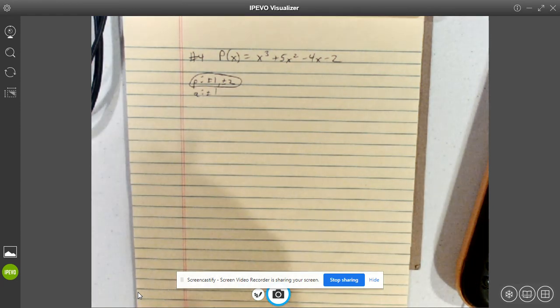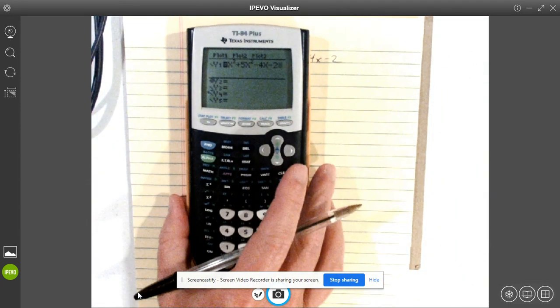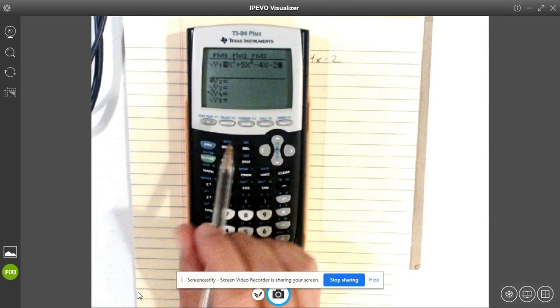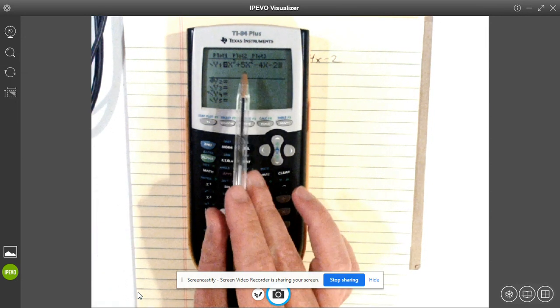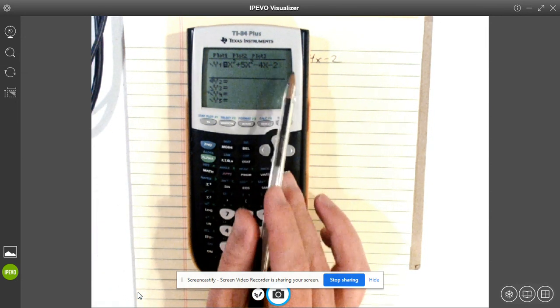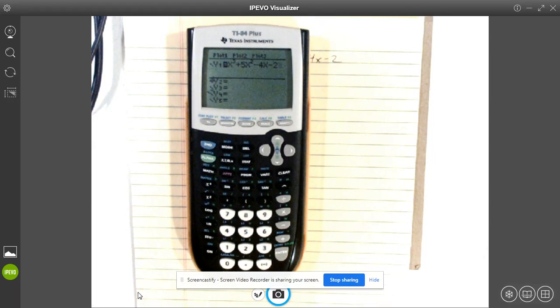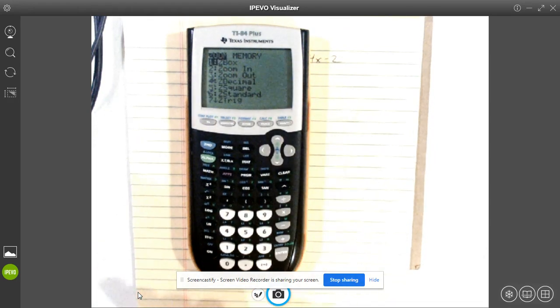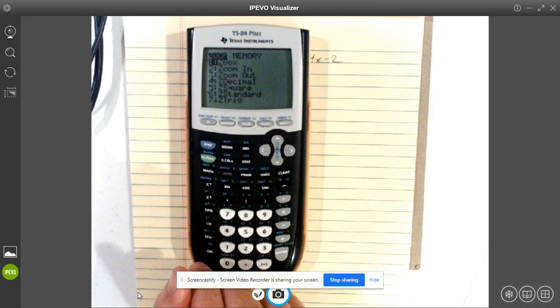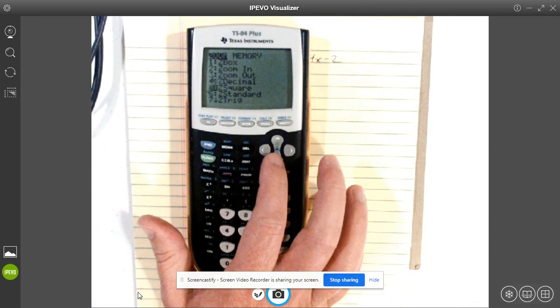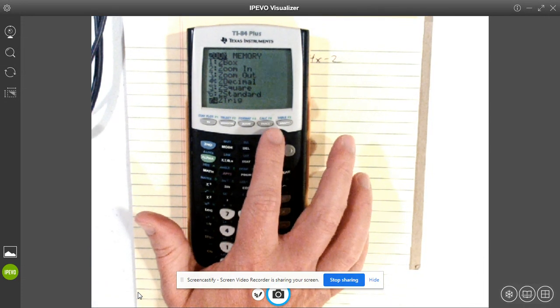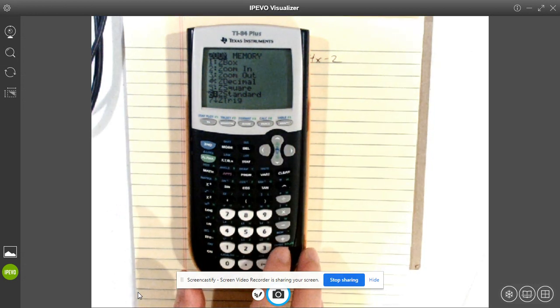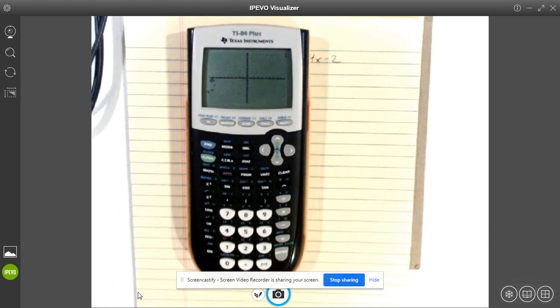So now I'm going to graph this thing just to give me a little bit better chance here at seeing what that is. So here is, I've got that typed in already. And again, I'm going to do zoom. I'm going to do zoom standard here. All right, so Z6. That'll take me from -10 to +10.